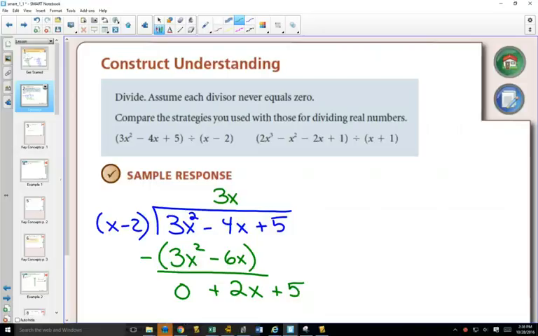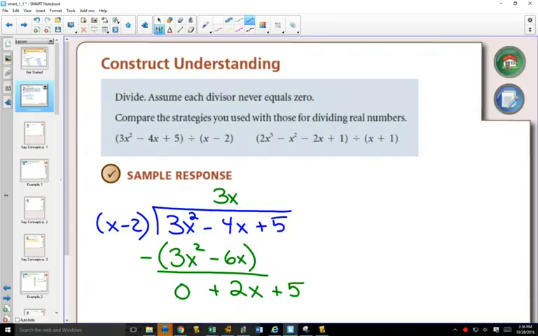So we just did 3 steps for this long division with algebra. We looked at the 3x squared. We said, what would I have to multiply x minus 2 by to get the 3x squared? And we said, it's going to be 3x. Then, step 2, we took that 3x and multiplied it by the x minus 2 to get 3x squared minus 6x. Step 3, put brackets around it and subtracted. And now we've got a new set of numbers, 2x plus 5. And we do the process again.